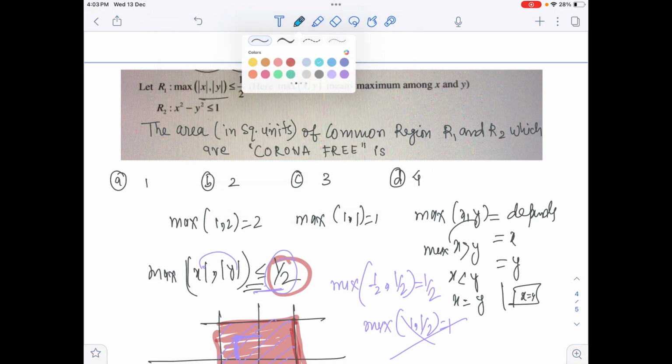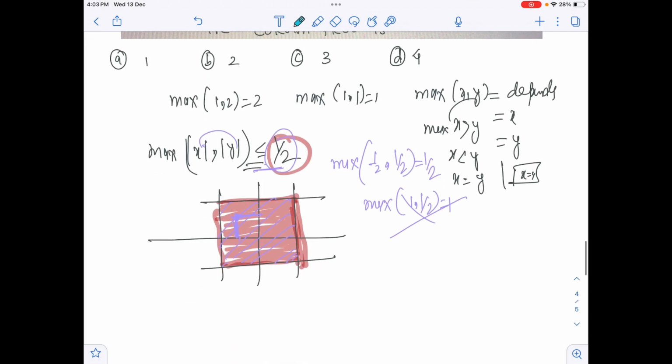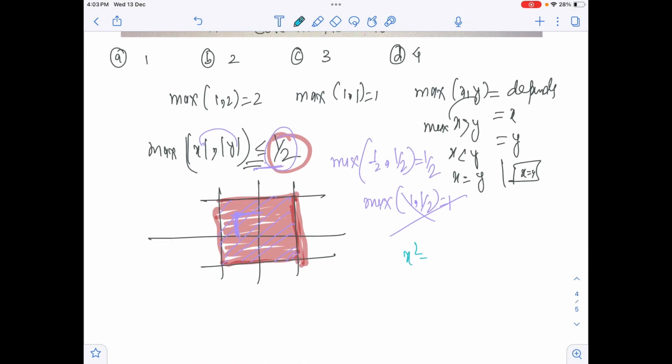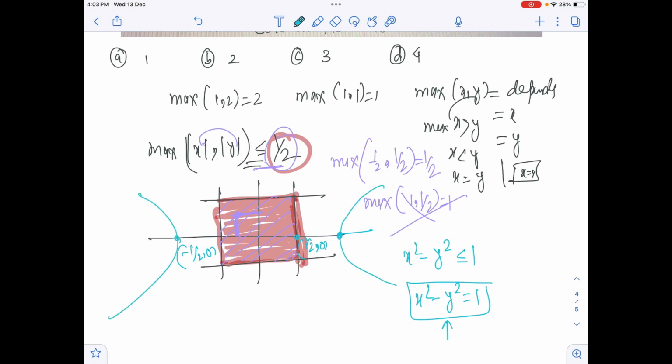And R2 is x square minus y square less than equal to 1. So what is R2? This is basically a hyperbola. Again, you don't need much concept of hyperbola to solve this question. For the equality case, you can draw the curve. If y is 0, x will be plus minus 1, right? So this point is 1 comma 0, similarly minus 1 comma 0. At x equal to 0, there is nothing like this, so there will be no part of the curve. So the hyperbola will go like this, right?